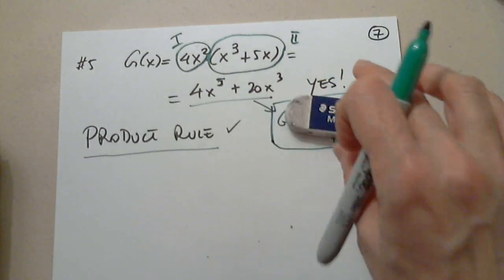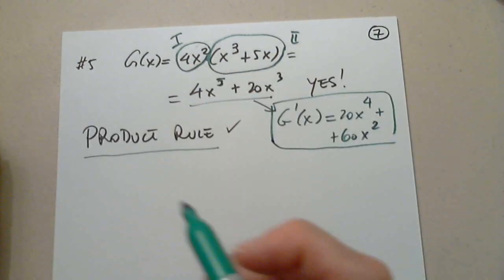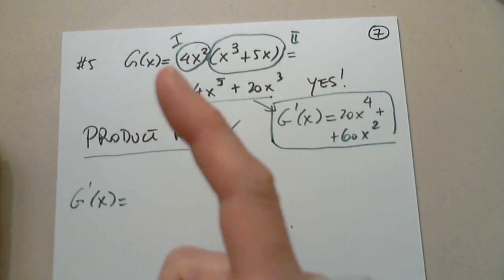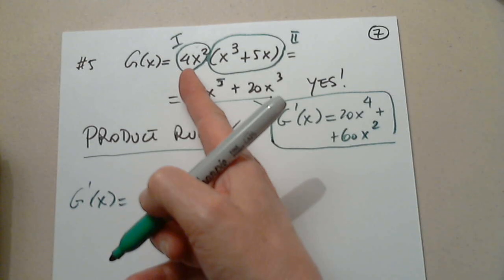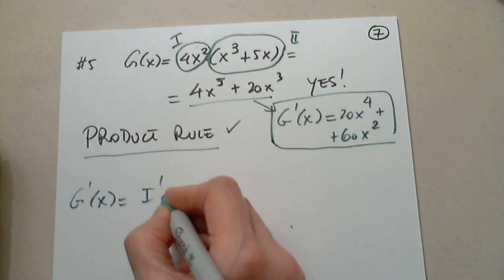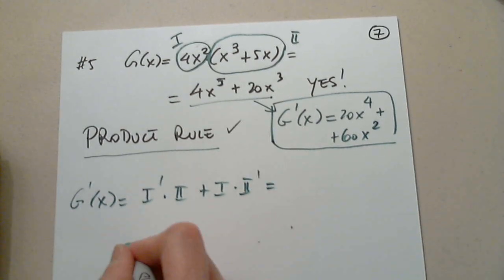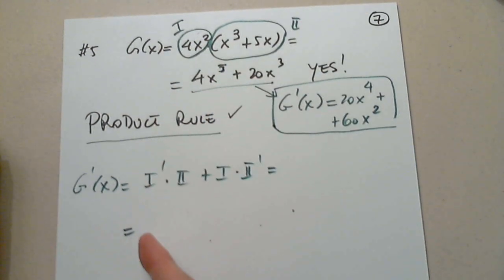Forget about it for a moment. But we want to use the product rule. So g prime of x. Can anyone give us the first function prime? So I have to have 1 prime times 2 plus 1 times 2 prime. Can anyone give us the first function differentiated? Just the first function. This.